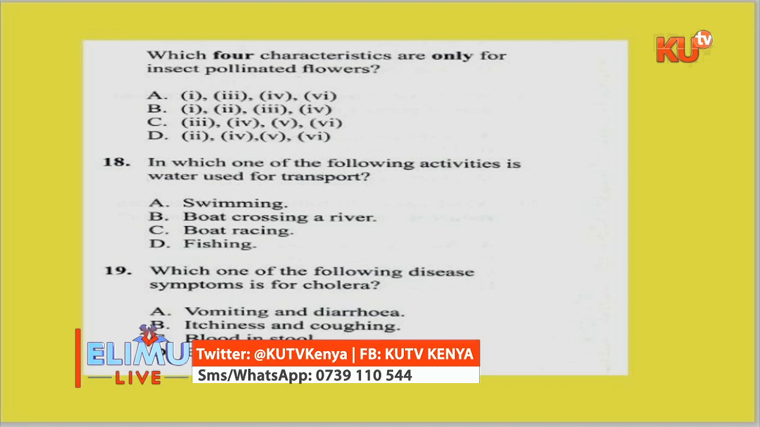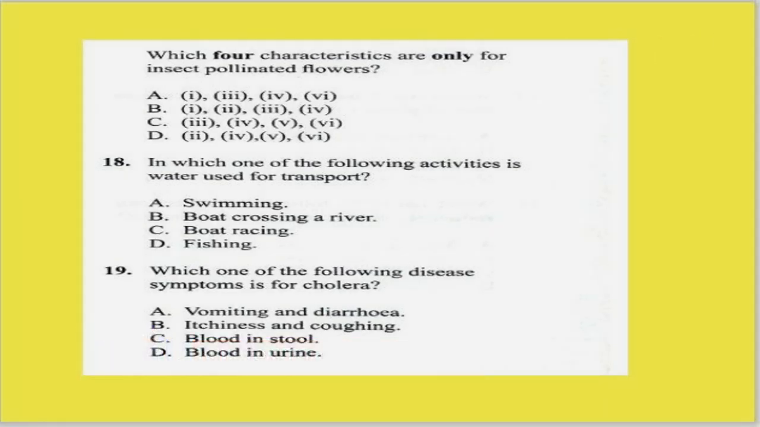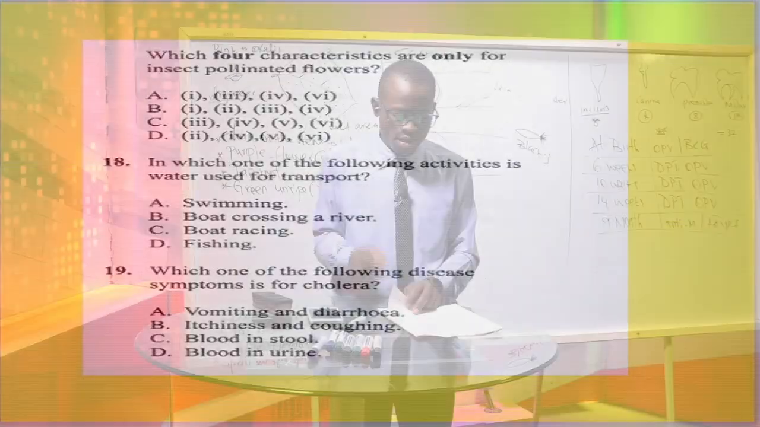Number 19. Which one of the following disease symptoms is for cholera? Here in number 19, boys and girls, the correct answer was vomiting and diarrhea. Why did we remove itching and coughing? Itching and coughing is for bilharzia. Blood in the stool is for bilharzia, and also for typhoid. Blood in the urine, that one is only for bilharzia, because the bilharzia fluke attacks the bladder.